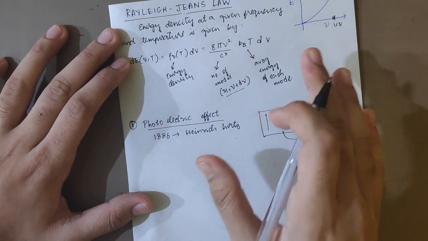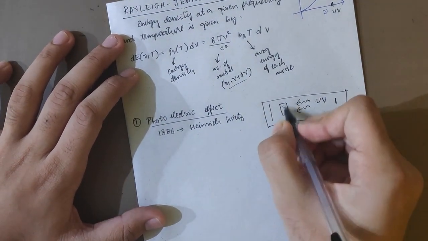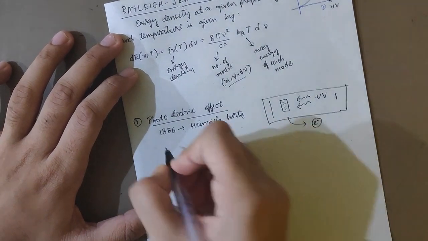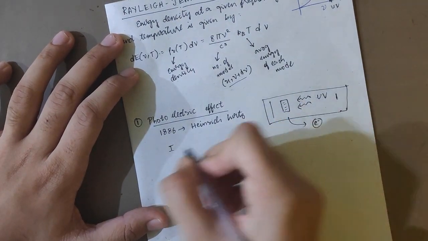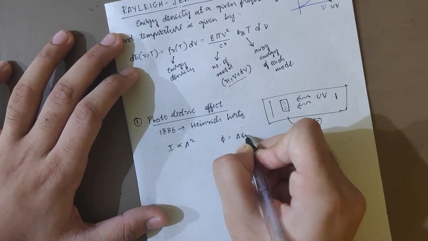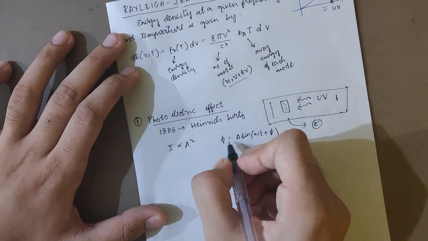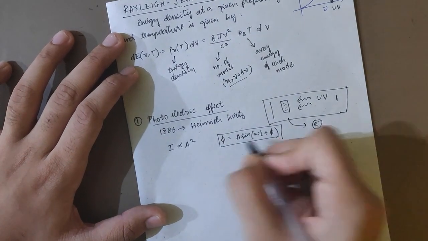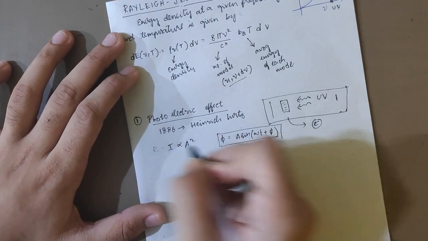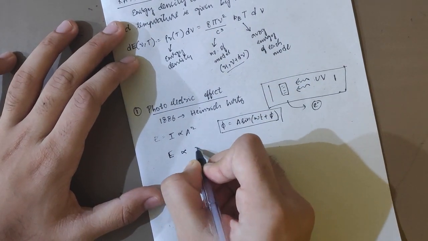Now what was fantastic about this experiment was that, according to classical wave theory, the kinetic energy of the emitted electron should be proportional to the intensity of the incoming rays, and intensity of any wave is proportional to its amplitude. If you have a wave given by phi equals A sin(omega t plus phi), where phi is some phase angle and omega is its angular velocity, then the intensity of the wave should be proportional to A squared, and energy should be proportional to intensity. But what he found was that energy was totally unrelated to intensity, and rather energy was proportional to the frequency of light.